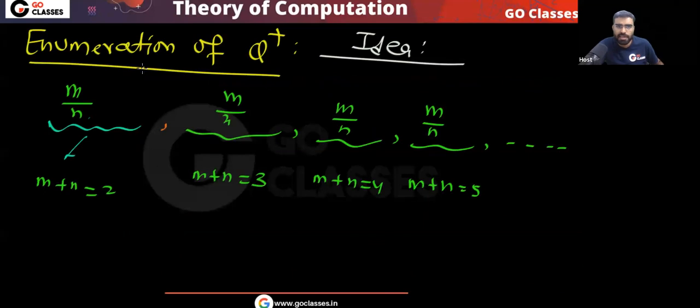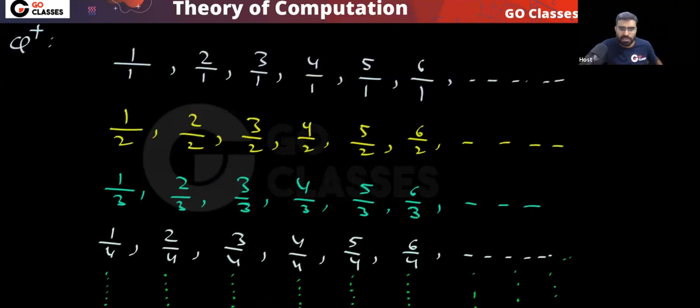So did you understand the idea for enumeration of Q plus? First, I will put those where the addition m plus n, denominator plus numerator, is 2. Then I will put those where m plus n is 3. Then those where m plus n is 4, and so on. If you apply this idea, what enumeration will you get?